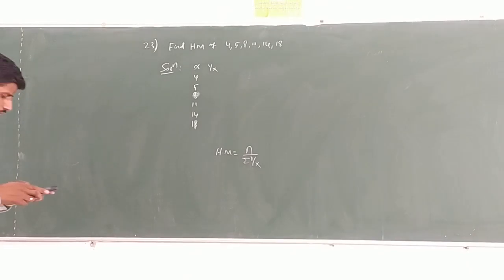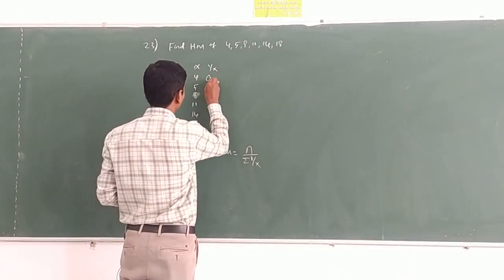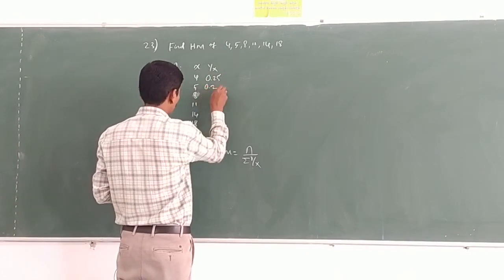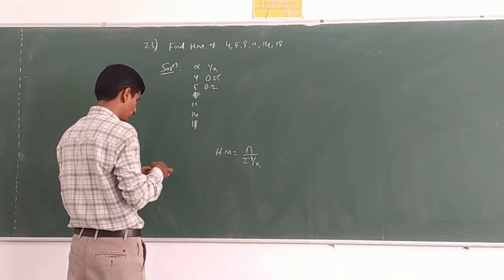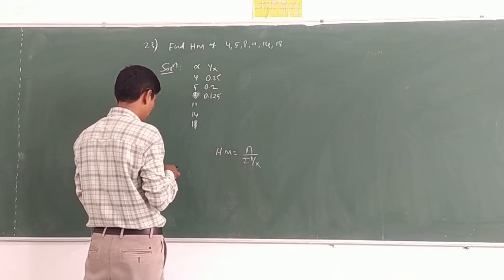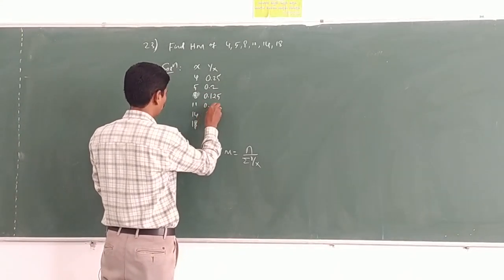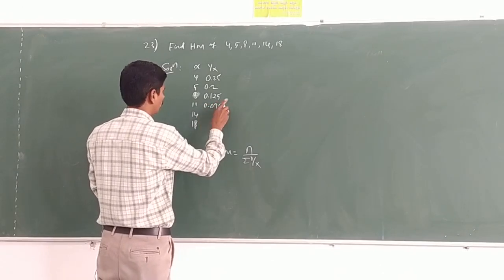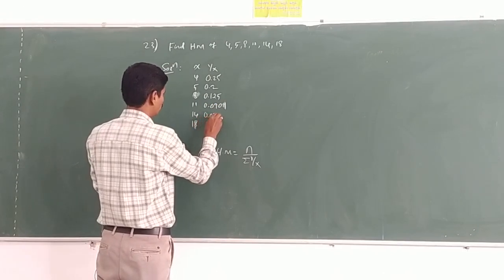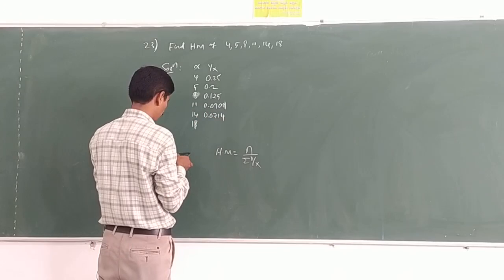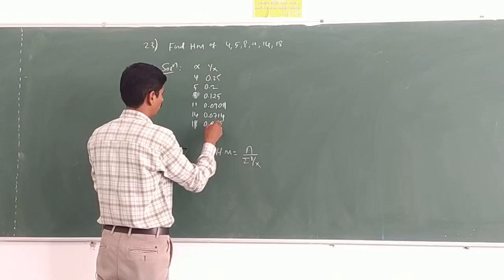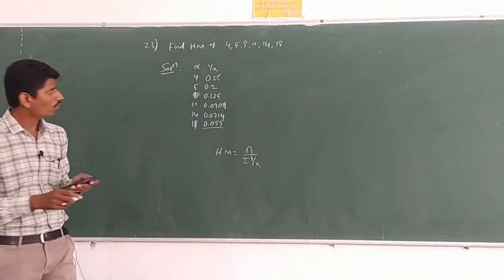Here, 1 by 4 is 0.25, 1 by 5 is 0.2, 1 by 8 is 0.125, next 1 by 11 is 0.0909, next 1 by 14 is 0.0714, next 1 by 18 is 0.055. Then we have to add all of them.